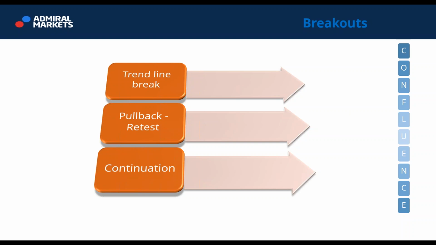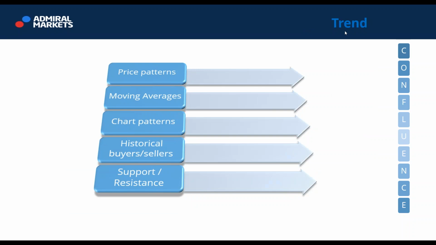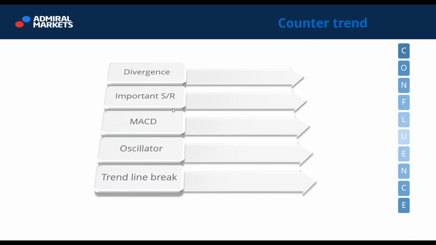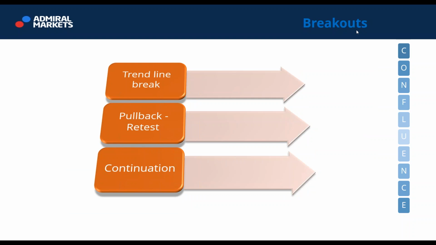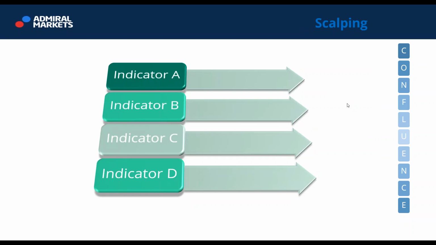But everything here is confluence. But the confluence on trend is not the same as confluence for counter trend. It's not the same for breakouts, and it's not the same for scalping. Because scalping will use indicator A, B, C, D for confluence. Price action will use chart patterns, price patterns, EMAs, support resistance levels for confluence. Breakouts will use trend line breaks, triangles, breakout, pullback, continuation patterns for confluence. Counter trend will use divergence, Bollinger Band for confluence.